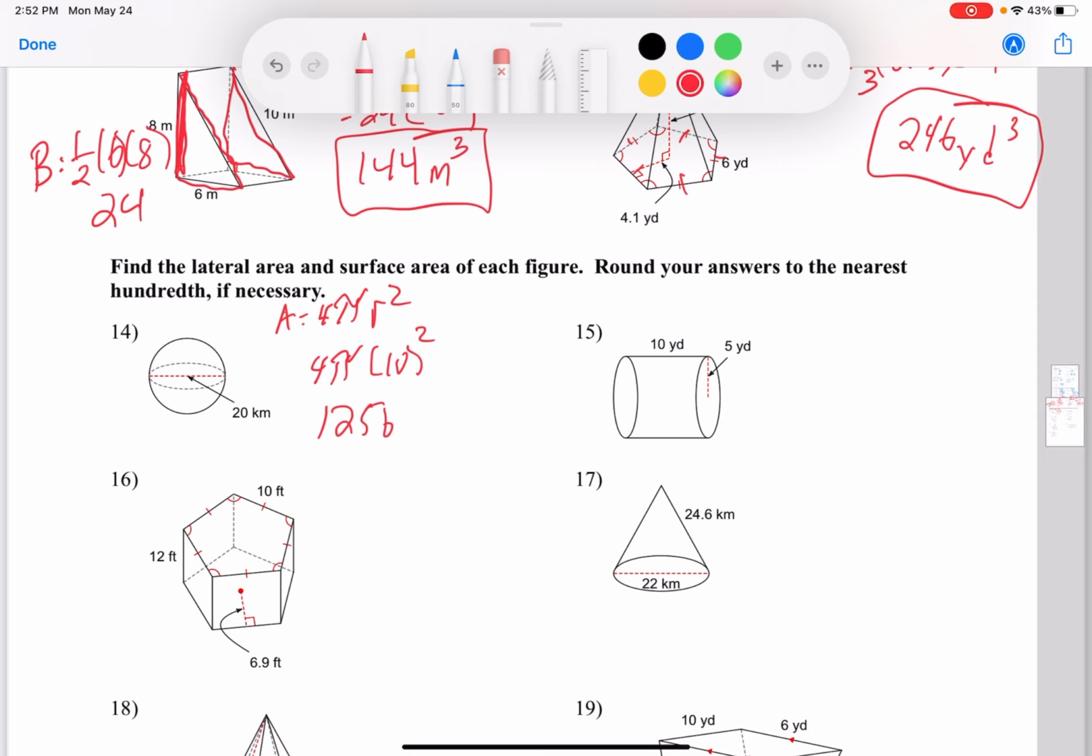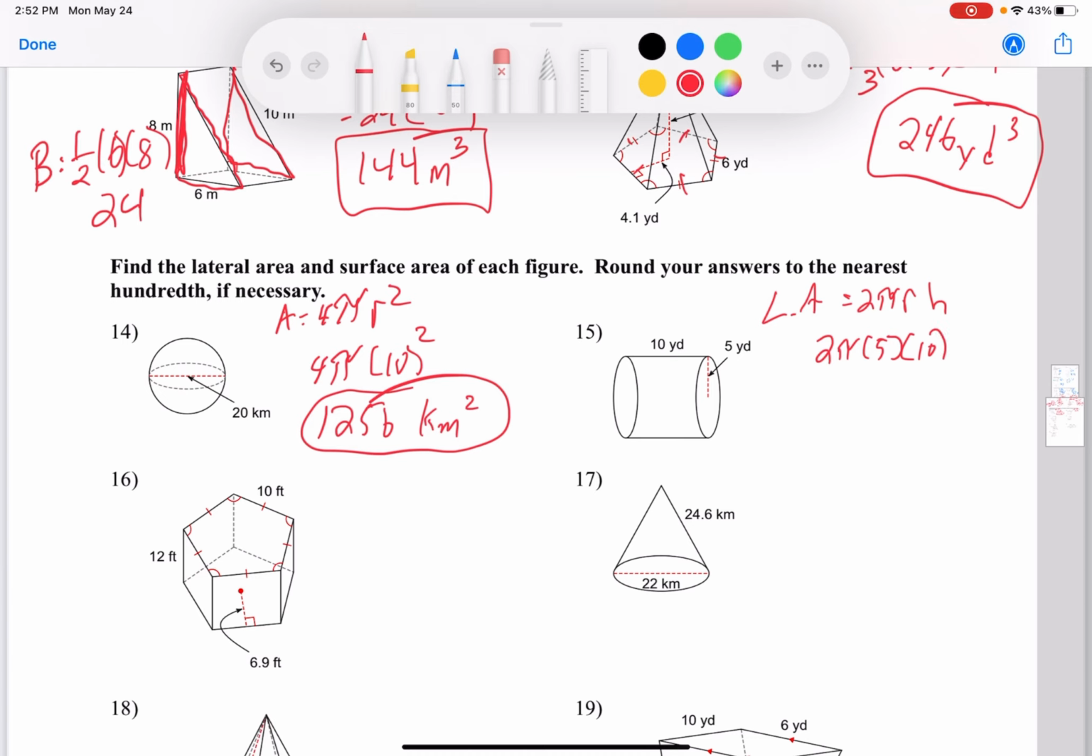$1,256. And now it's squared because it's area. 15, we're going to start out by finding the lateral area of the cylinder. Lateral area is 2 pi r h. So 2 times pi times 5 times 10.